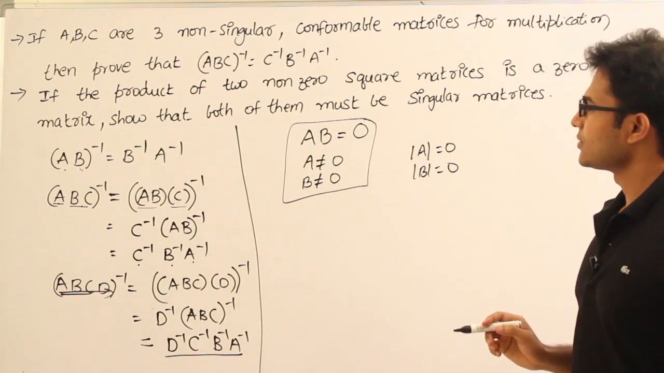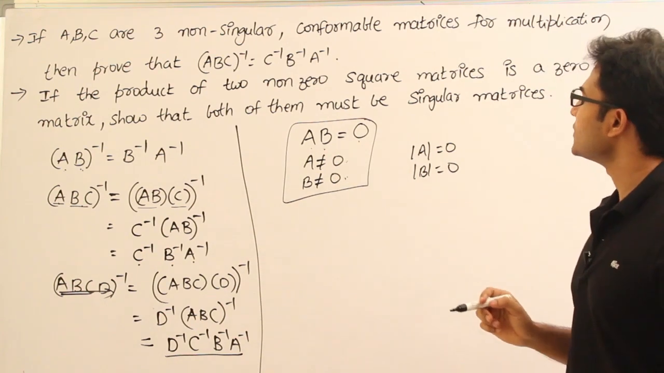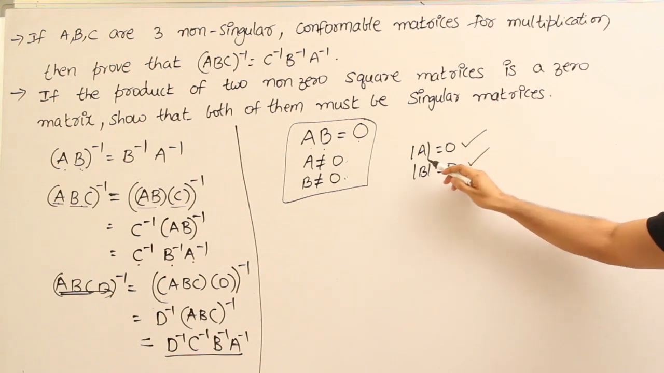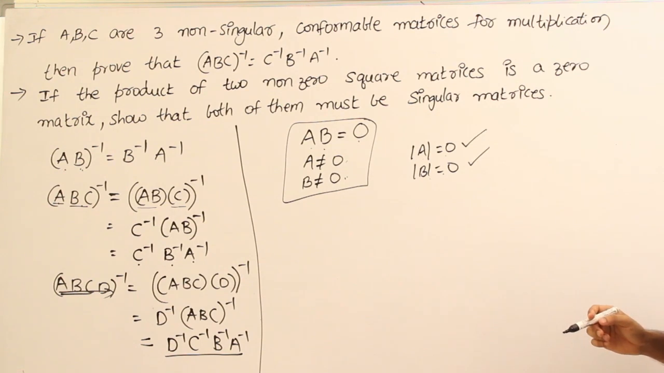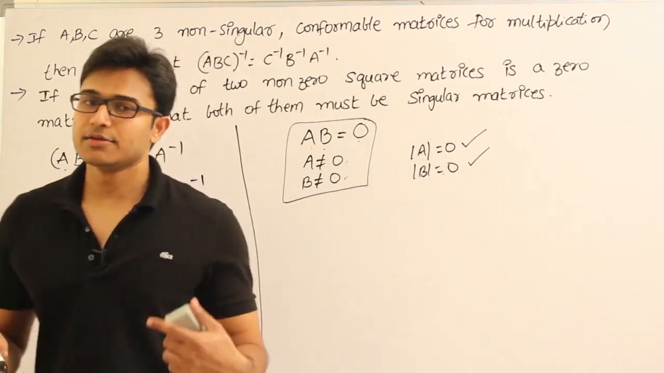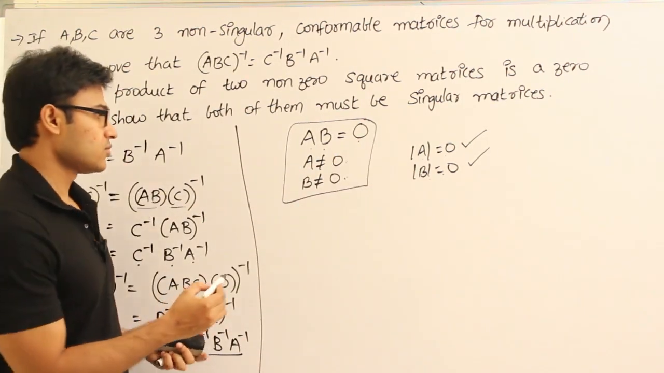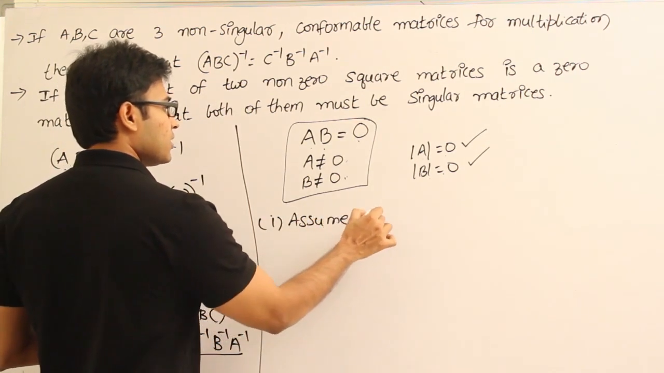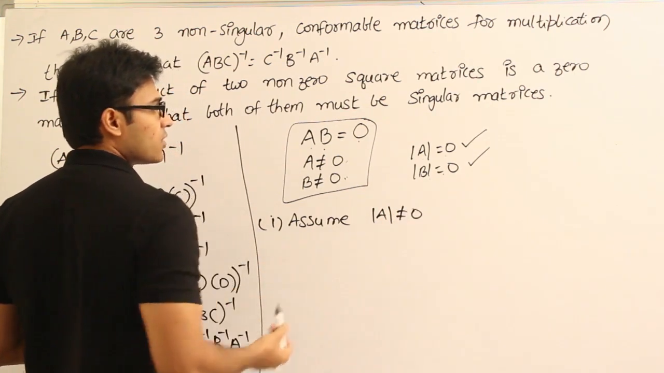So given is this, which means they two are non-zero but the product is 0. That is what is given. Now we are supposed to show that det A equals 0 and det B equals 0, that both are singular matrices. I'll try to prove it by contradiction. Contradiction means I'll assume that it is 0, then I'll show that it cannot be 0. First, just as an assumption, assume that det A is not equal to 0. What does it mean? That A is non-singular.